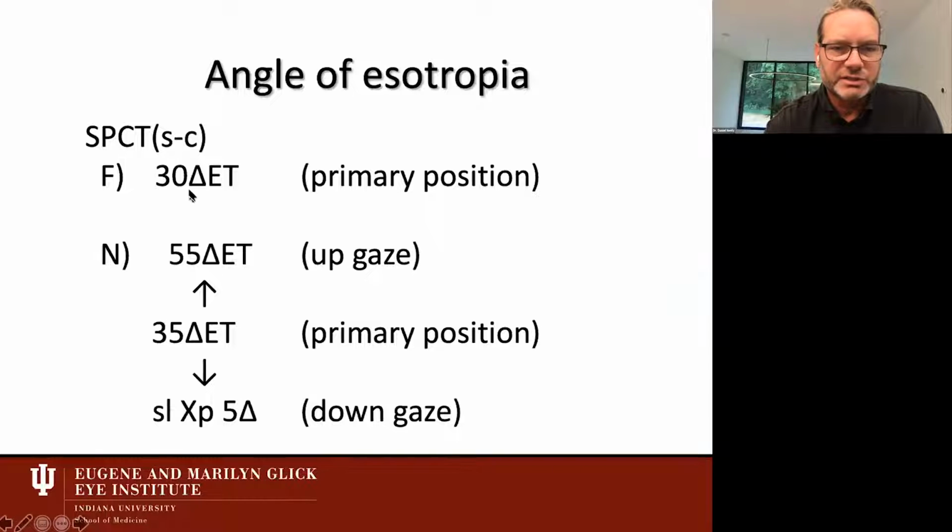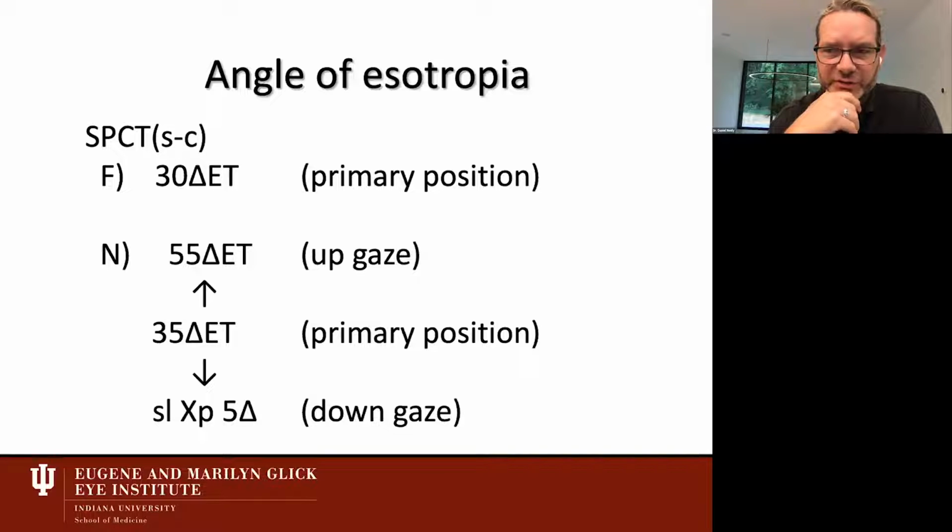So for far or distance deviation with and without correction, she has about 30 of esotropia. And then her discrepancy from up gaze to down gaze, again, is quite significant, from 35 in the primary, increasing to 55 in up gaze, and actually reversing to an exophoria or exotropia in down gaze. All right, so we have a significant A pattern with this esotropia.